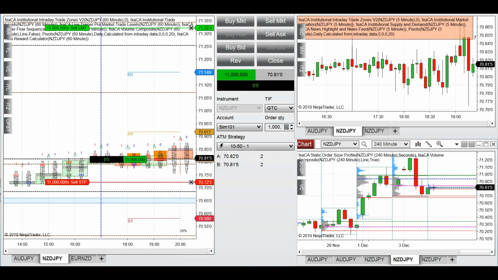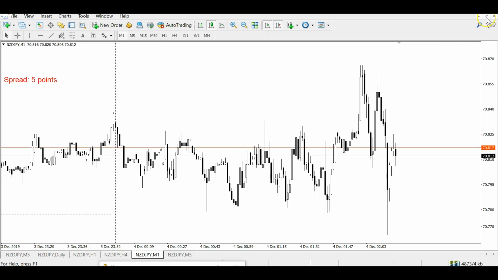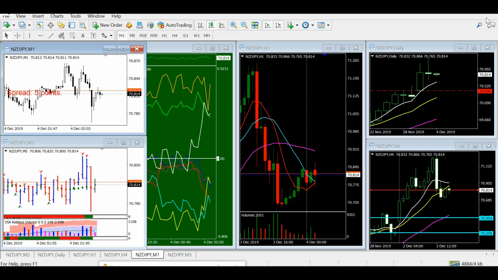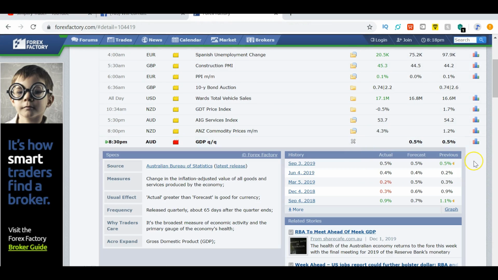It's a trade that has to do with the Australian GDP report, and this report is to look at the GDP of the Aussie. Now, although I'm trading the New Zealand dollar, it's a correlated pair to the Australian dollar.